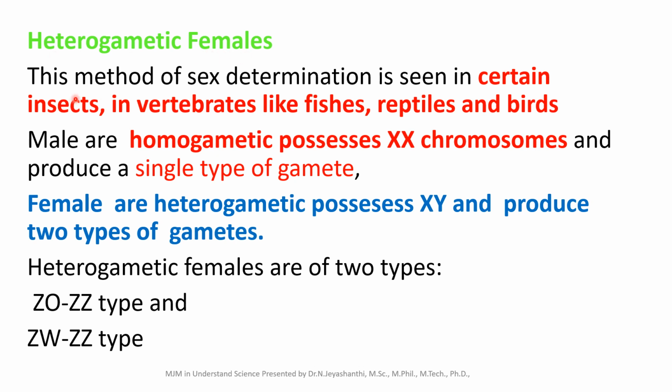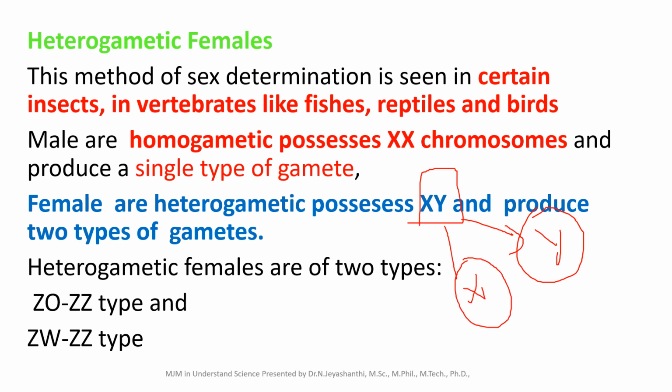Heterogametic females. This type of sex determination is seen in certain insects and vertebrates like fishes, reptiles and birds. Here, males are homogametic, having XX chromosomes. Both sex chromosomes are X. It produces a single type of gametes with X chromosome. Females are heterogametic, possessing XY chromosomes. It produces two types of gametes, one with Y chromosome, another one with X chromosome.